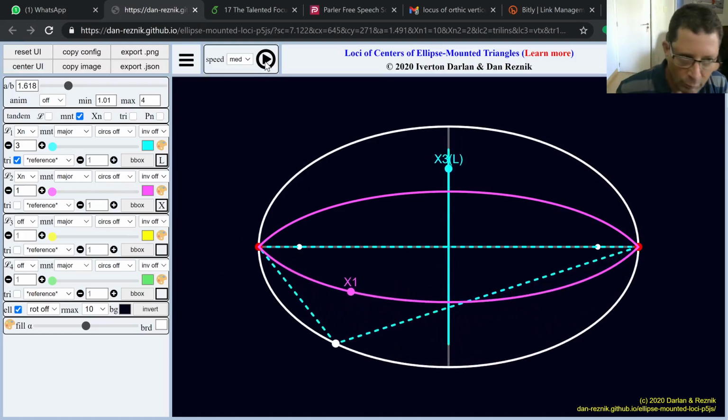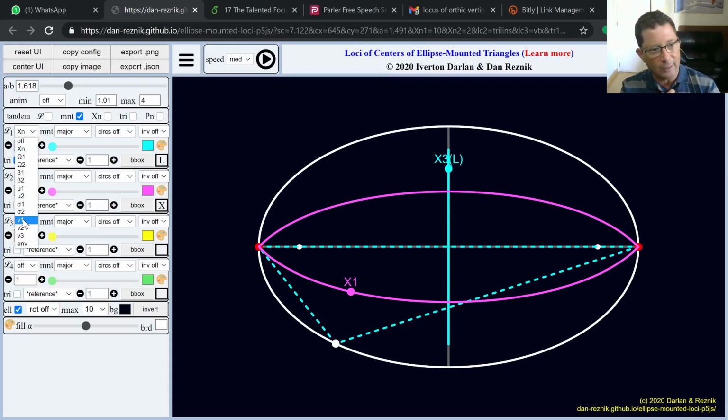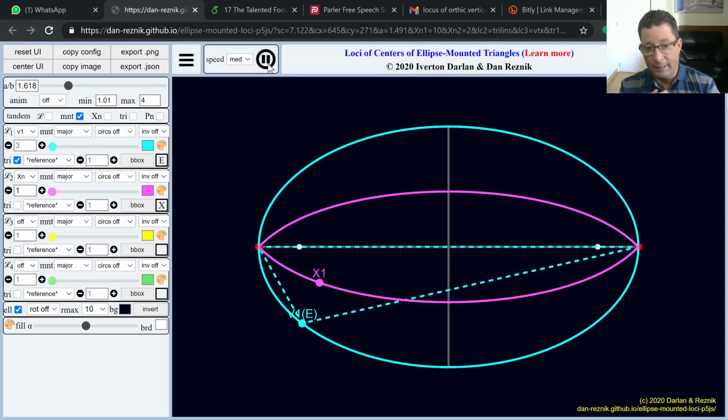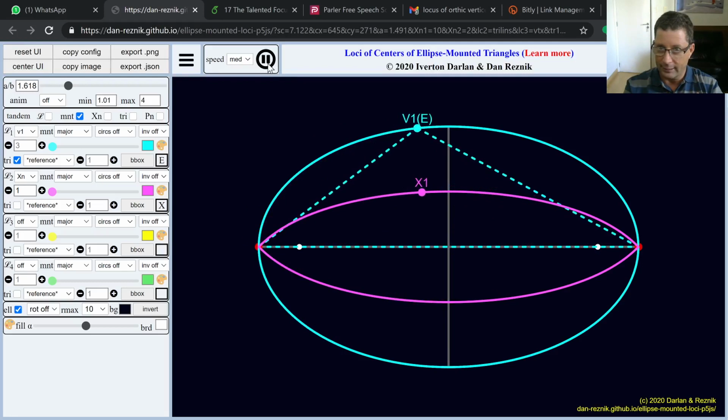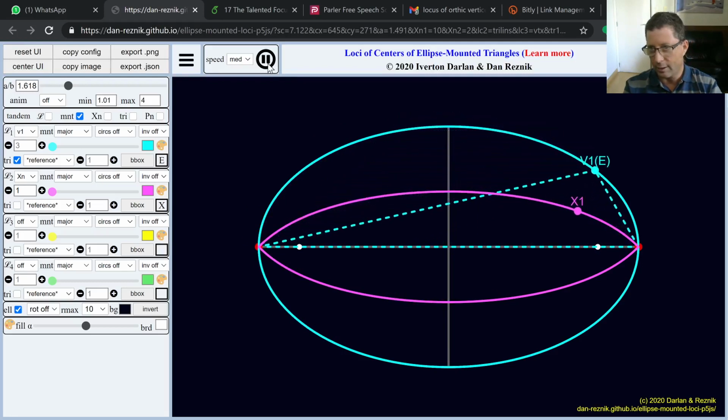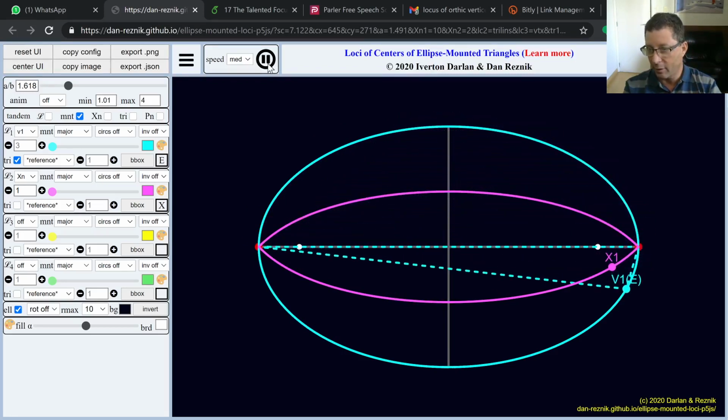Okay, but I actually wanted to show you this sort of ellipse-mounted family of triangles because I want to relate to what we were doing before, which was to observe the locus of a vertex, right? So remember that we were observing the locus of a vertex. I actually set this guy to V1, and I was observing the locus of a vertex. Now, because V1 is inscribed on the ellipse, the whole family is inscribed on the ellipse. I'm going to get the same phenomenon here.